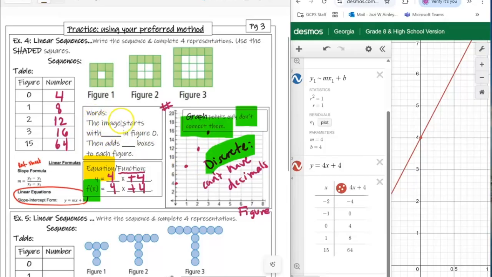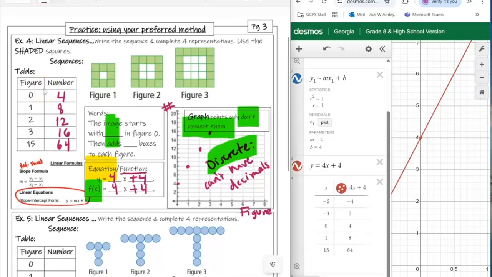It says the image starts with blank in figure 0. So the image starts in figure 0, which is possible. I can have nothing, right? In figure 0, it starts with 4 shaded boxes. So the image starts with 4 in figure 0. Then what does it add? Something boxes to each figure. So it starts with 4 in 0, then it adds how many shaded in figure 1, how many shaded in figure 2, how many shaded in figure 3. Well, let's take a look at that.